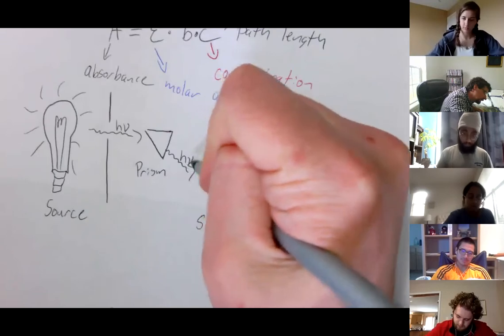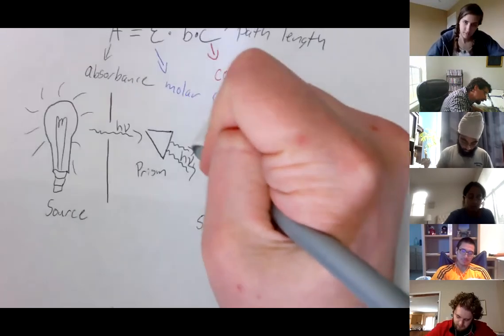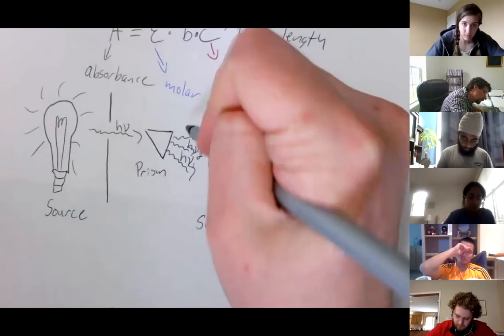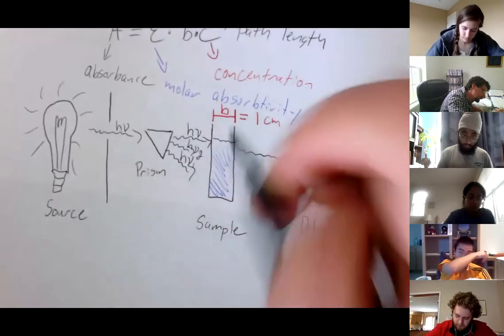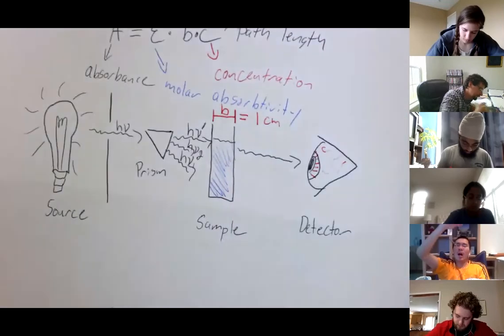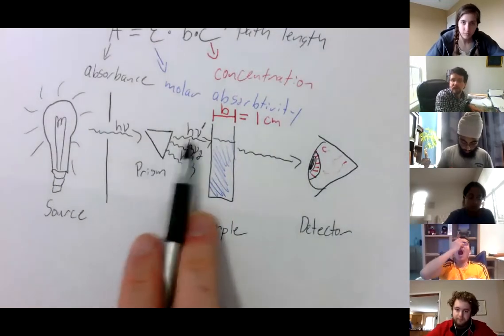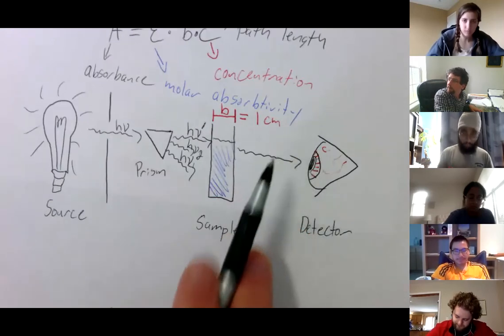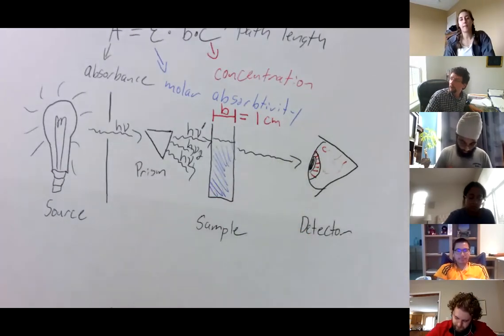And what happens is the light of different wavelengths gets separated out, and you get the one that you want. Let's call that H nu prime. We see how much enters and how much leaves the system, and we measure that. So that's how a spectrophotometer works.